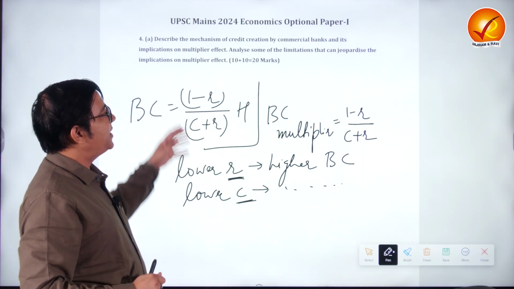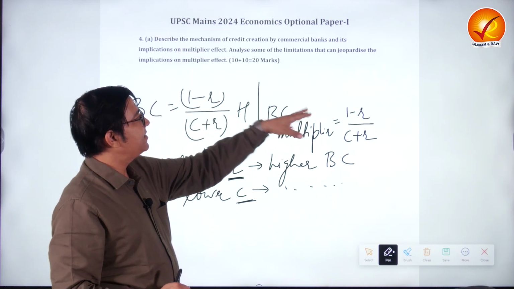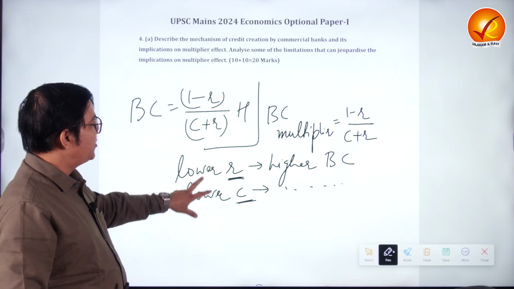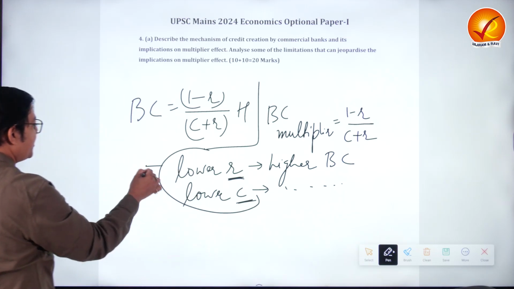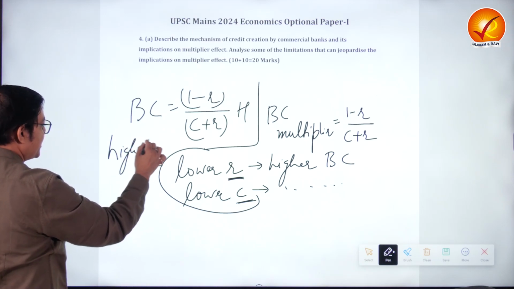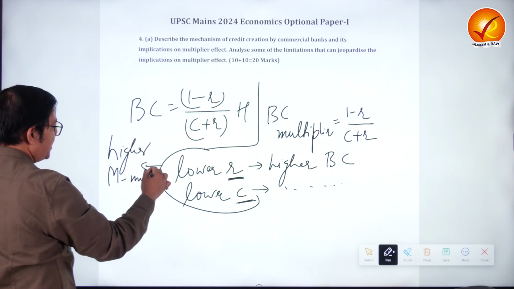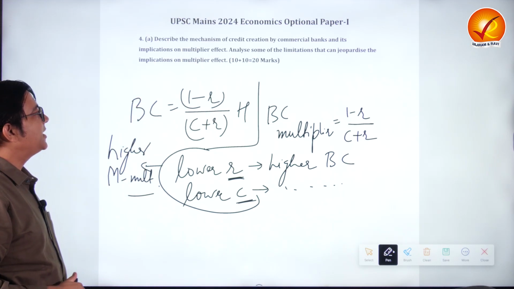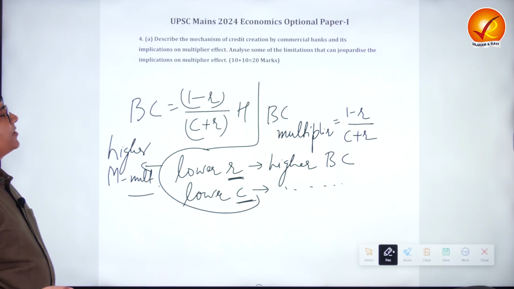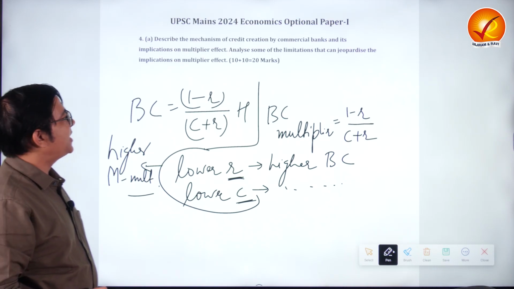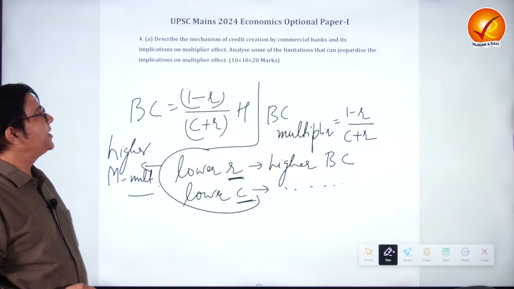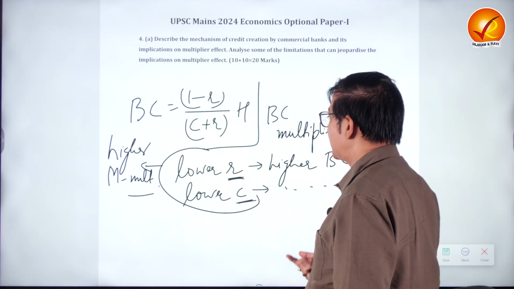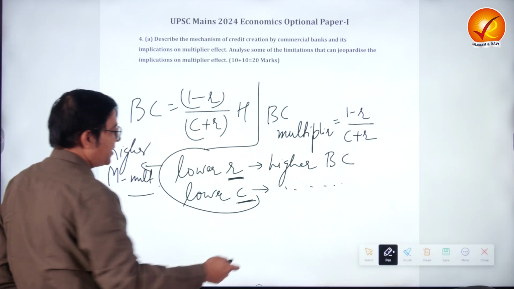So you can write this more formally, that this is the mechanism of credit creation by the banks, and the same thing, lower R and lower C, will also be leading to the higher money multiplier. Hence, you have shown that the mechanism of credit creation has implications on the multiplier effect. Okay. And then the question was, analyze some of the limitations that can jeopardize the implication of the multiplier effect. There you can bring in any factor which can disturb the multiplier effect. Again, some things you can borrow from here itself.